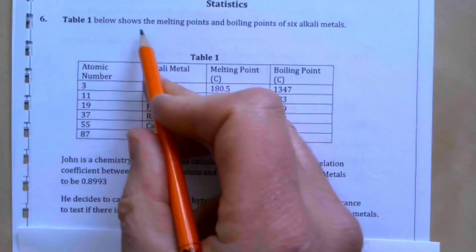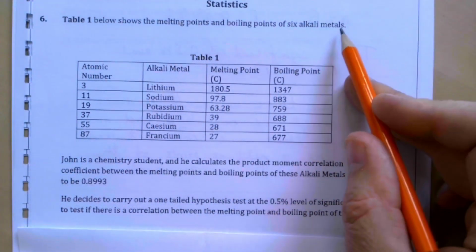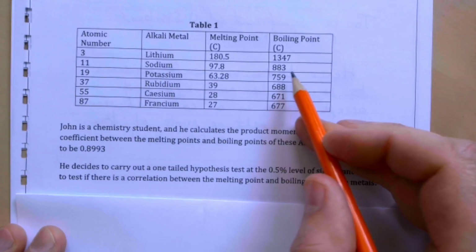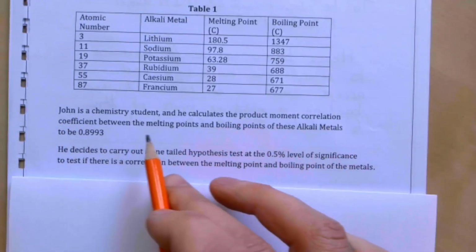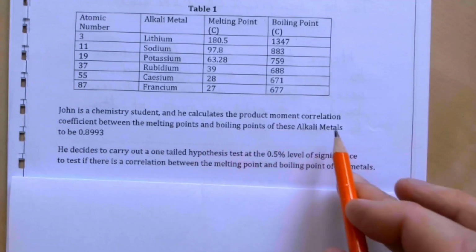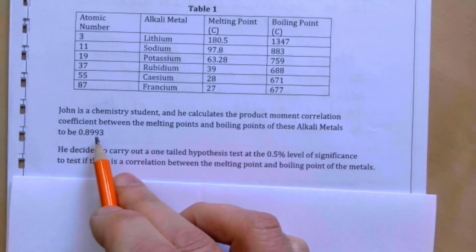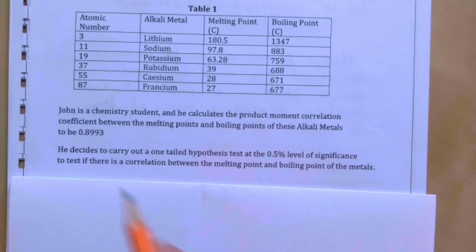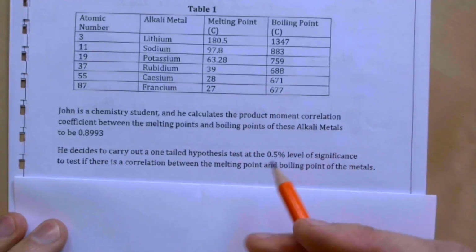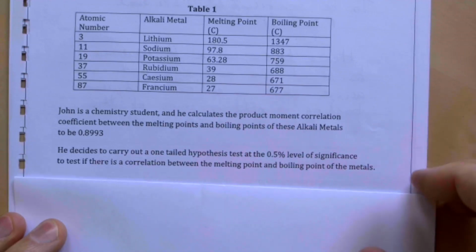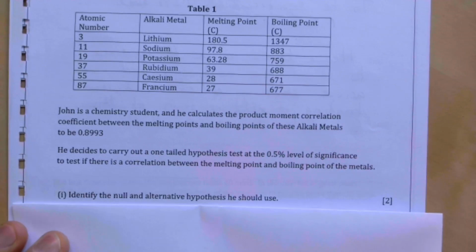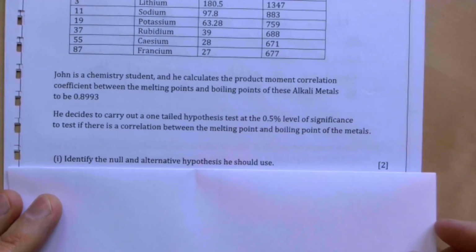The table below shows the melting points and boiling points of 6 alkali metals. This is them here. John's a chemistry student. He calculates the product moment correlation coefficient between the melting points and boiling points of these alkali metals to be 0.8993. He decides to carry out a one-tailed hypothesis test at the 0.5% level of significance to test if there's a correlation between the melting point and the boiling point of the metals. It then says identify the null and alternative hypothesis he should use.